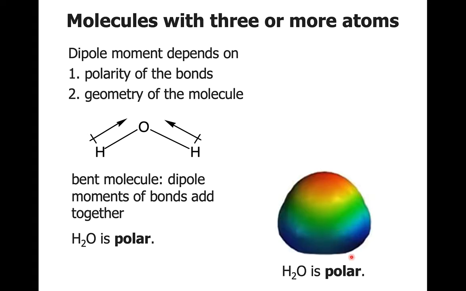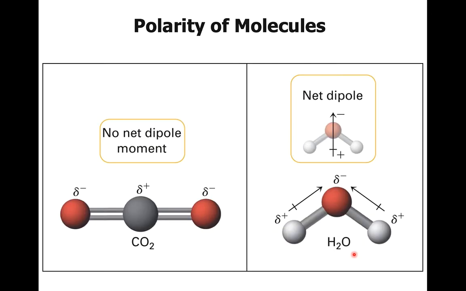And check out its electron distribution. It has a defined positive end. This is our hydrogens down here, and this red-orange end is our oxygen atom. Oxygen, and then our 2 hydrogens. So to summarize these 2: no net dipole, even though we have 2 very polar bonds. A net dipole with 2 very polar bonds.